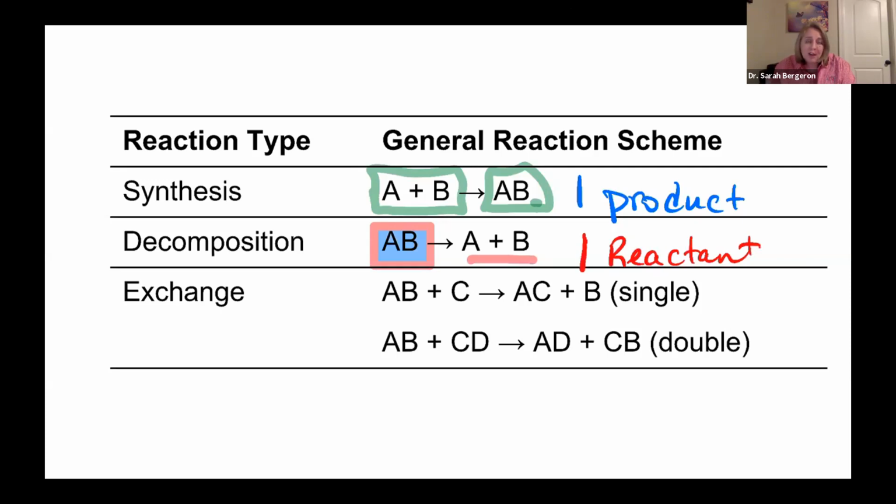And then in an exchange, that's exactly what's going to happen. You're going to exchange. So in the first one, AB plus C goes to AC plus B. What exchanged? The B and the C exchanged. And then if you look in the second one, AB plus CD goes to AD plus CB. Well, what happened? What exchanged? We had A and C exchange, and then we had B and D. So that's our exchange. So we ended up with AD and CB.